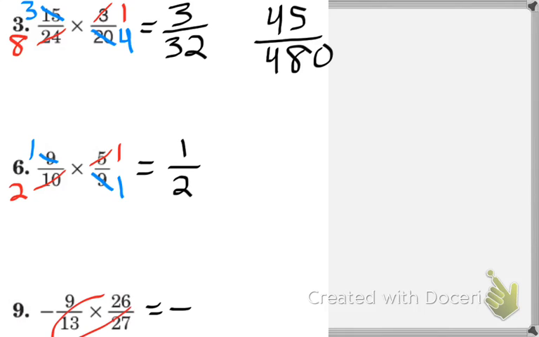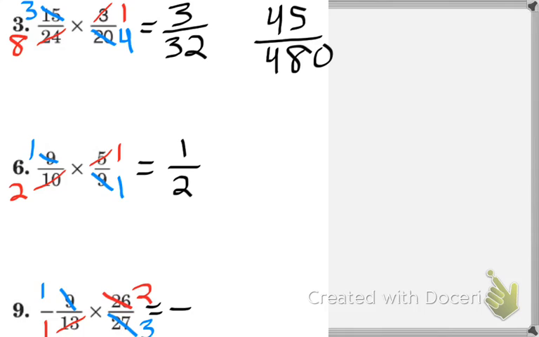13 and 26, that's what we're looking at. 13 goes into both of those, so that's convenient. 13 goes into 13 one time, and into 26 two times. Now, going in the other direction, 9 goes into both of those. So we're getting lucky that one of those numbers is going into them because it makes it smaller. 9 goes into 9 one time, 9 goes into 27 three times.